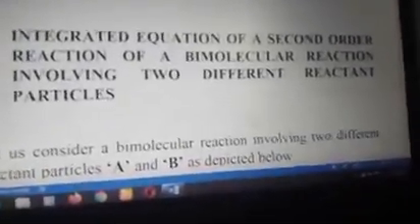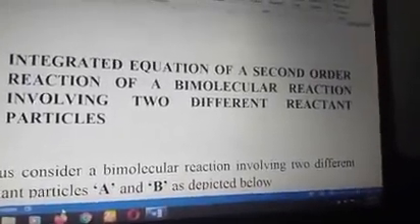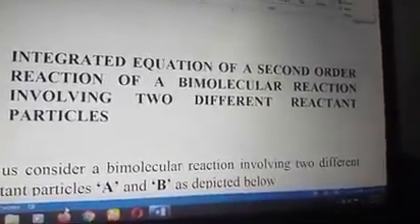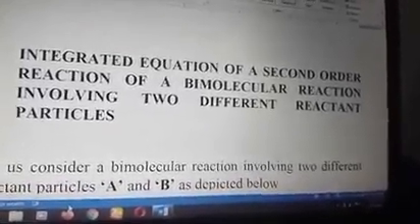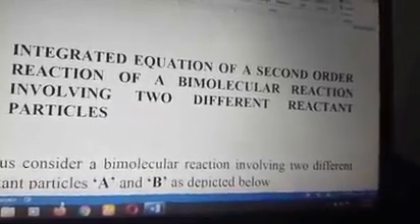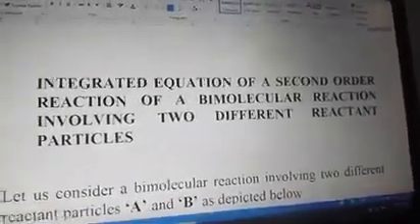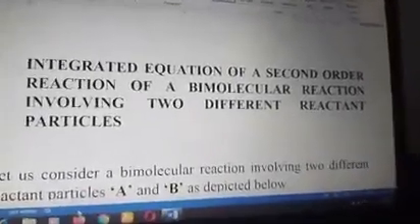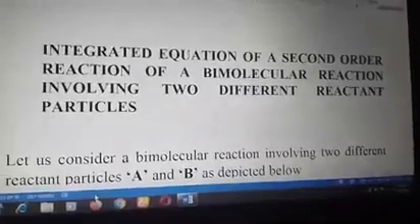So we move to a greater, or harder, part: the derivation of the integrated form of second-order kinetics. That is the one that involves a second-order reaction, the bimolecular reaction involving two different reactants. Remember that the one we have studied already is the integrated form of a second-order reaction that involves a unimolecular reaction or a bimolecular reaction that involves the same reactant. But we're looking at how to derive the integrated form of a second-order bimolecular reaction with two different reactants.